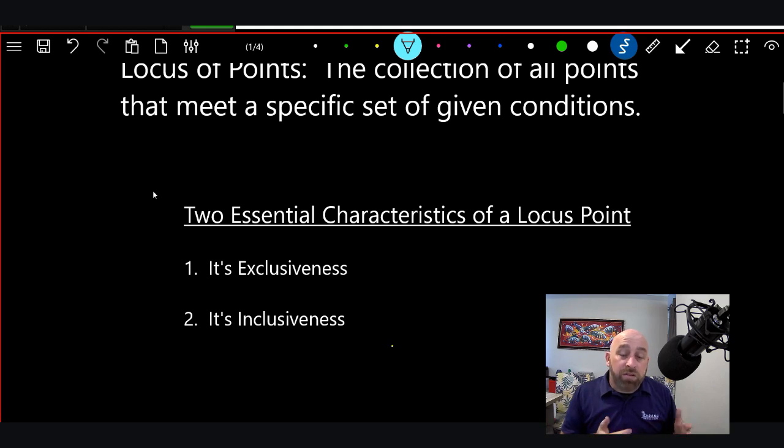Now, the other thing to think about is its inclusiveness. What does this mean? If exclusive means it excludes or keeps people out, then inclusive means it includes or draws people in, like you're in the group.